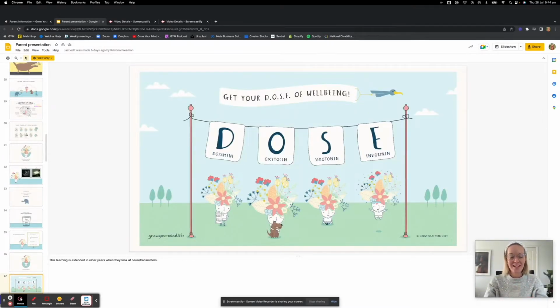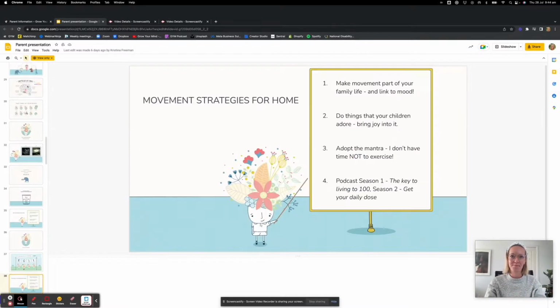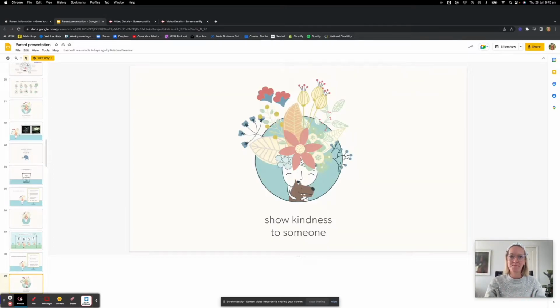As they get older with movement, we start to talk about the neurotransmitters in their brain and about how to get a daily dose of well-being. If you need more information, if you go to your poster lesson section, the daily dose has a whole explanation about that. Some movement strategies for at home. Just look for things that bring you joy and you love doing as a family. And that great mantra, I don't have time not to exercise. There's podcast episodes as well that go along with that.